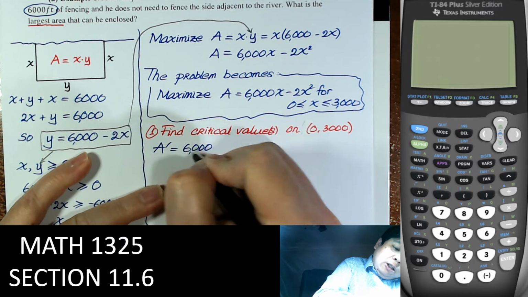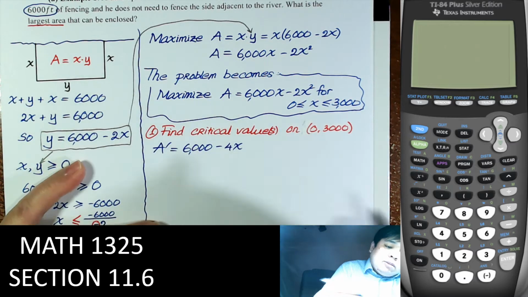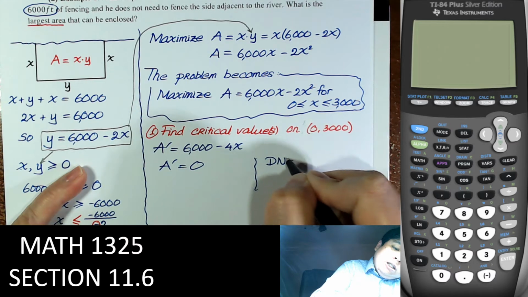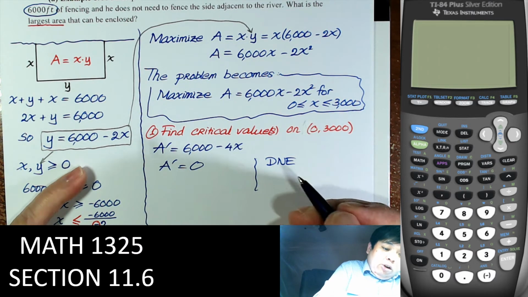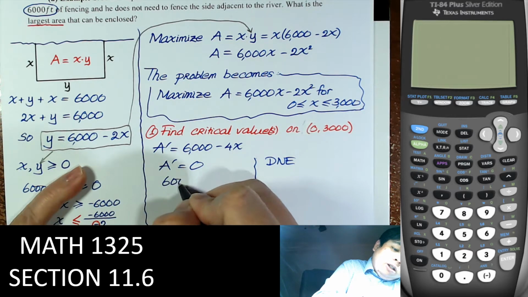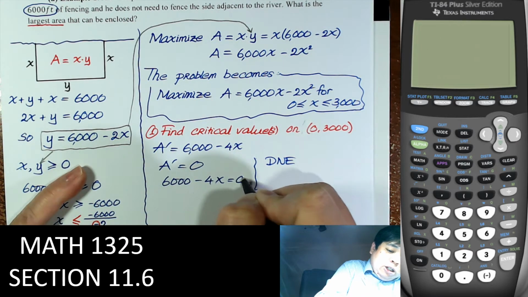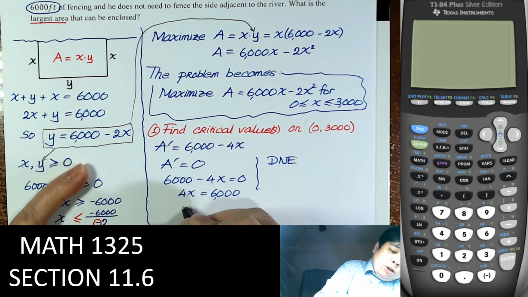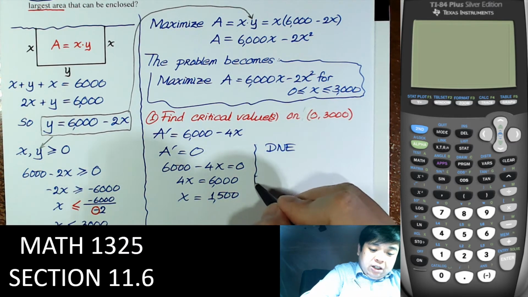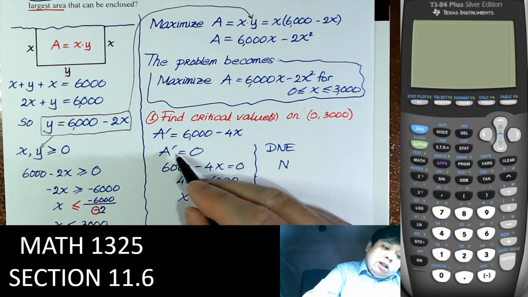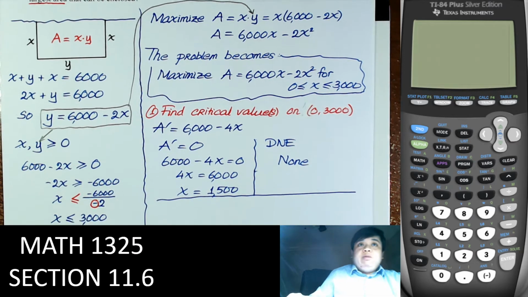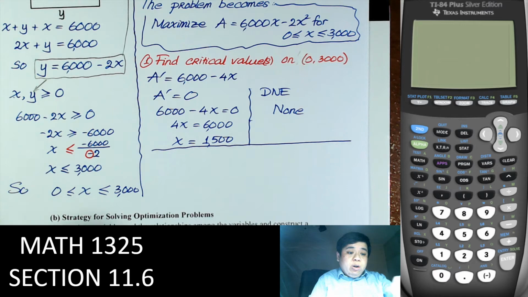The derivative is 6,000 minus 4x. Set it equal to 0, or check where it does not exist. Derivative equal to 0: 6,000 minus 4x equal to 0, or 4x equal to 6,000. So x equal to 1,500. Of course, the unit is feet. Does not exist: the derivative is defined everywhere, so we do not have anything. So bottom line is we have only 1,500 for x, one critical point in this.